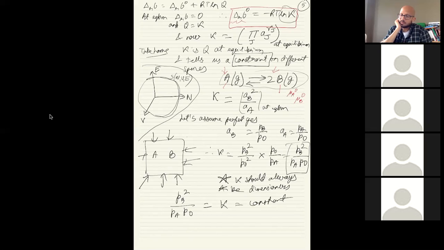And this tells us a constraint on the ratios. Would you not divide AB by AA? Why? If I'm talking about the reaction A going to 2B, then I divide AB square by AA, not AB by AA. Is that clear, Stephen? So for your K, you say that PB squared over P naught squared times P naught by PA. Oh, okay, I see it. Never mind. Yeah, it's confusing.